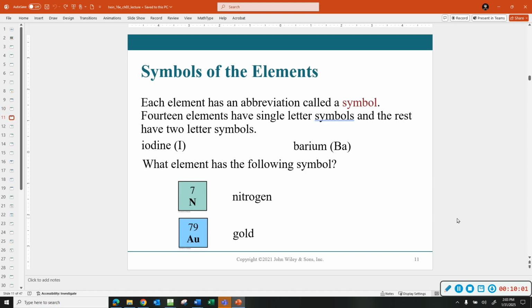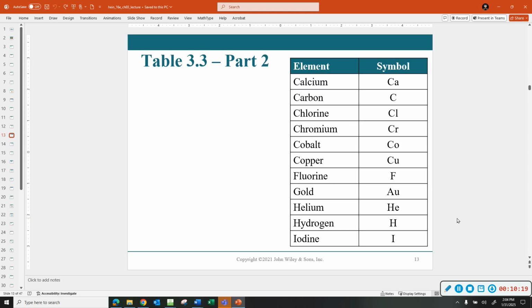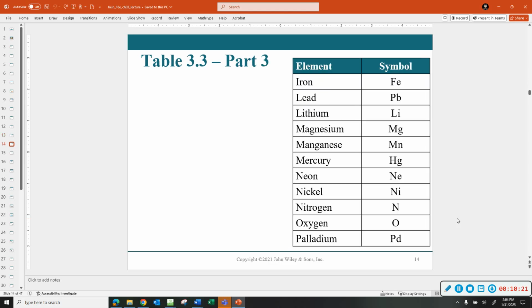You do need to know symbols. You do need to know names. First letter is always capitalized. Second letter is always lowercase. You need to know that information. Right? Again, you need to learn the periodic table and the names and the symbols of the elements. So this is just what this is going over. I don't want you to copy these tables into your notes. You're going to get a periodic table. You just have to learn to put the name with the symbol.